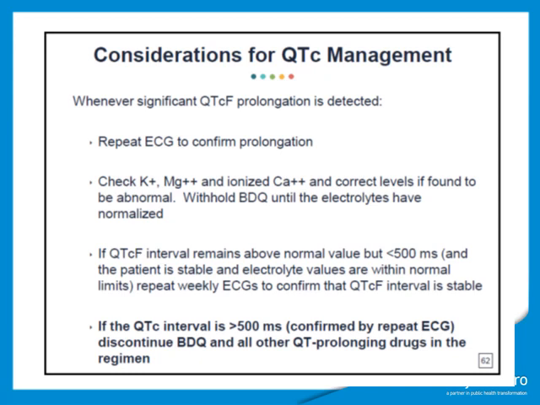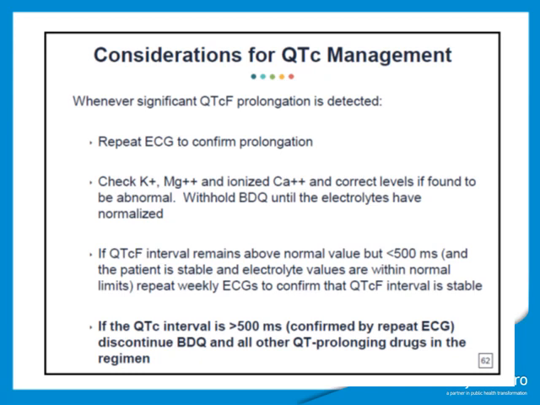So to summarize what you would do when you see an increased QT interval, the first thing is to repeat your ECG and just make sure it is prolonged. Before you start considering discontinuing the bedaquiline long term, it might be useful just to check if there are other contributing factors, particularly electrolyte abnormalities. So check your potassium, your magnesium, and your calcium. If that QT interval is over 500, you might have to stop the bedaquiline while you wait for your electrolyte results and until your electrolytes have actually normalized.